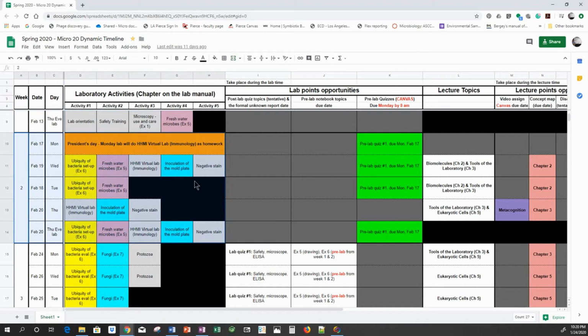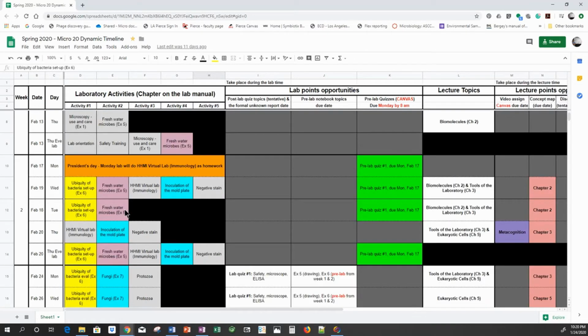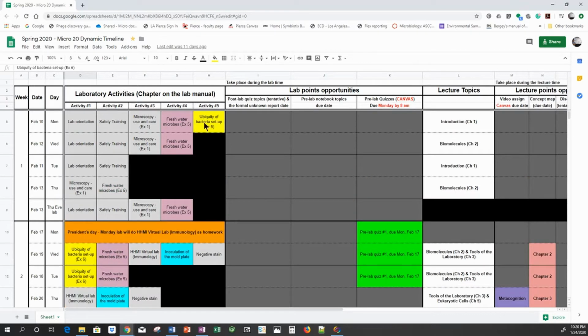So if you look at the week 2 block, the second week block, you can see that Monday lab will be off on the holiday, President's Day, and that's actually the reason why they have to do ubiquity of bacteria, exercise 6, in week 1, whereas the other lab will start exercise 6 in the second week, right? All right, so I hope that's clear with the laboratory activity. This one also lists all the exercise numbers over there for your information.